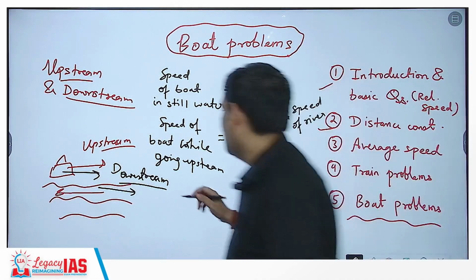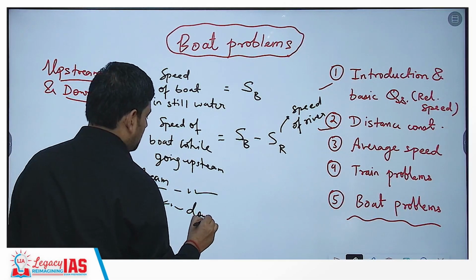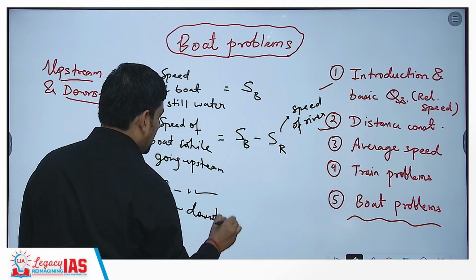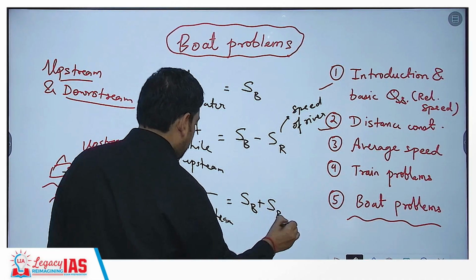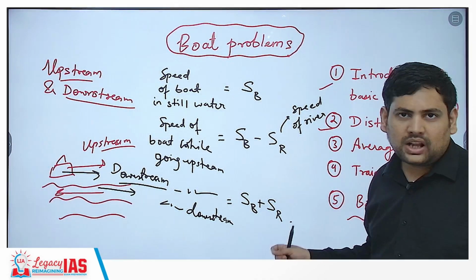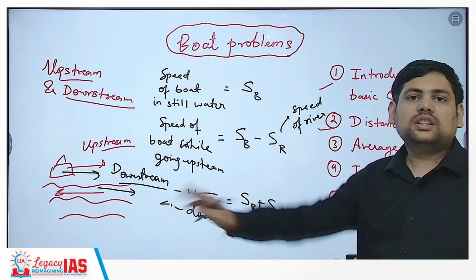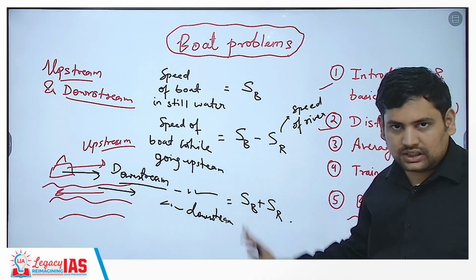Then, similarly, you will have speed while going downstream. While going downstream, it will be speed of boat plus speed of river. That is, both will be added, speed of boat and speed of river. Why? Because they are going in the same direction, or supporting each other. So these are the three terms that are used.